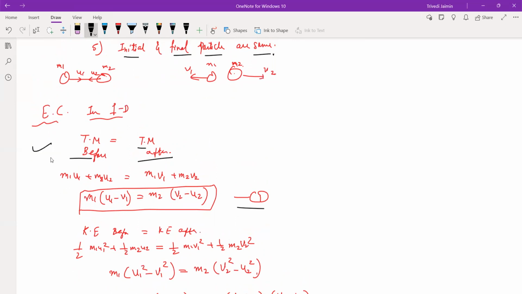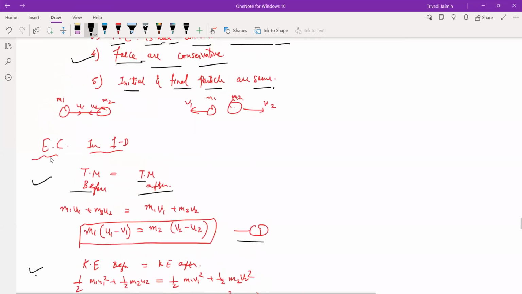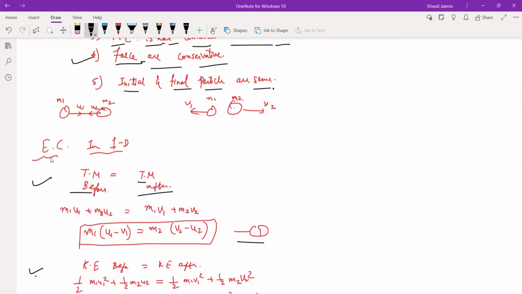So we saw total momentum. Now let's talk about energies. Do the same thing for kinetic energy. I'll hide this. Do it. So kinetic energy, the same thing we did for momentum, you do the same thing for kinetic energy. Yes, sir.